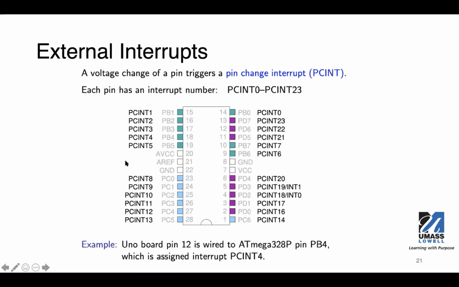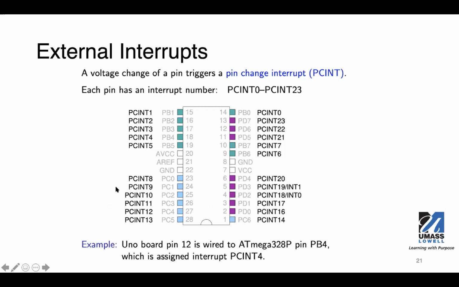Okay, so we can use 2 specific pins as an external interrupt, but in fact you can use all these pins as an interrupt, and these voltage changes on the pins will trigger a pin change interrupt, or PCINT. Each pin has an interrupt number, PCINT0 to PCINT23, but don't confuse this with the interrupt vector. These are the numbers that will be grouped to generate this PCINT interrupt. We'll see in the next slide.